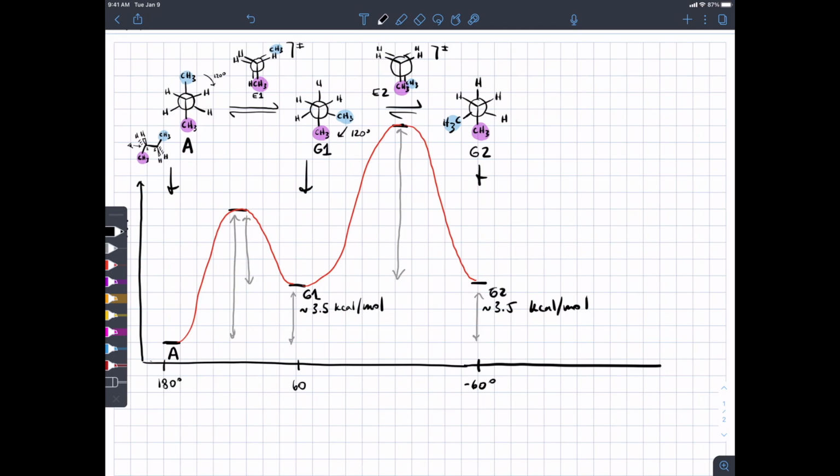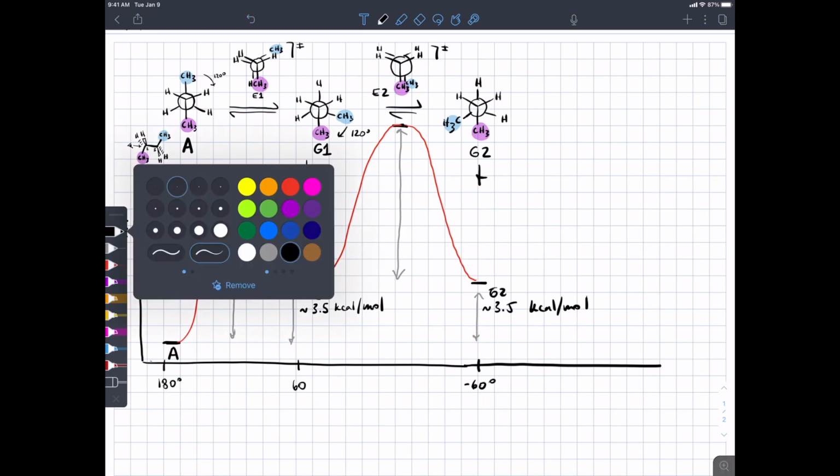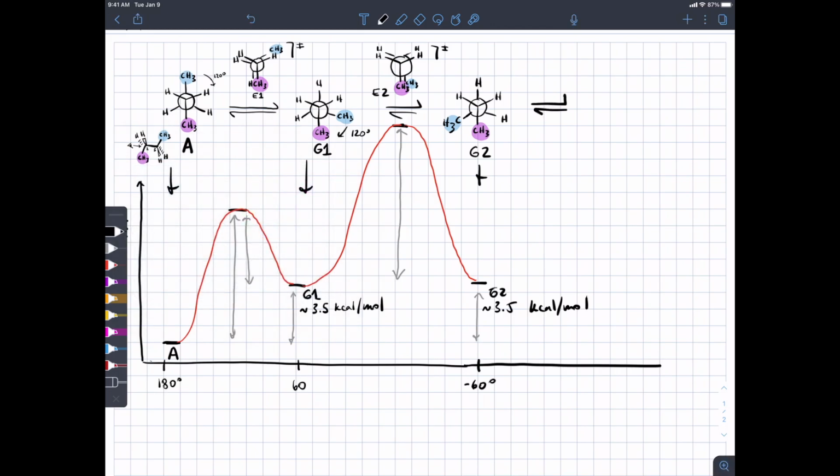Okay, let's go ahead and complete the cycle. Let's have G2 rotate another 120 degrees to bring us back to A.